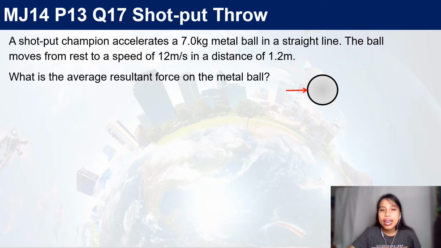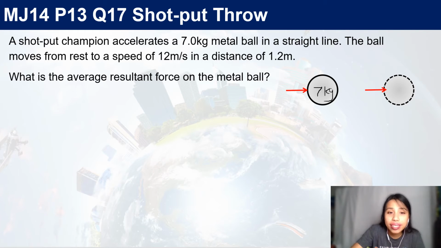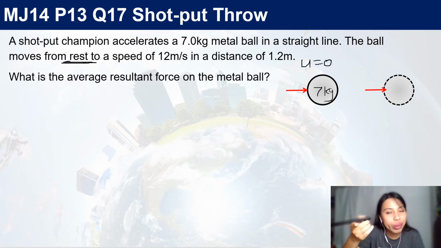And this ball is 7 kg. Let me label this 7 kg, in a straight line. So the ball is going to move from rest. From rest means initially its speed is 0. Notice why I say speed, because direction doesn't really matter in this case. And you end up with 12 meters per second, in a distance of 1.2 meters.